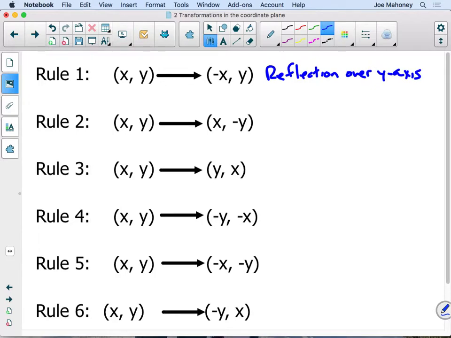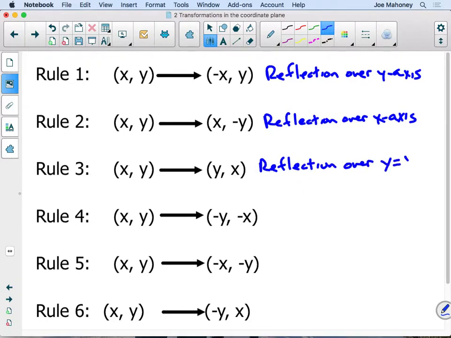And the second one is a reflection over the... I'm sorry, that's over the x-axis. When you negate the y value, it's a reflection over the x-axis. Rule number 3, when the x and y just switch the order of the coordinates, it's again another reflection, but this time it's a reflection over the line y equals x.